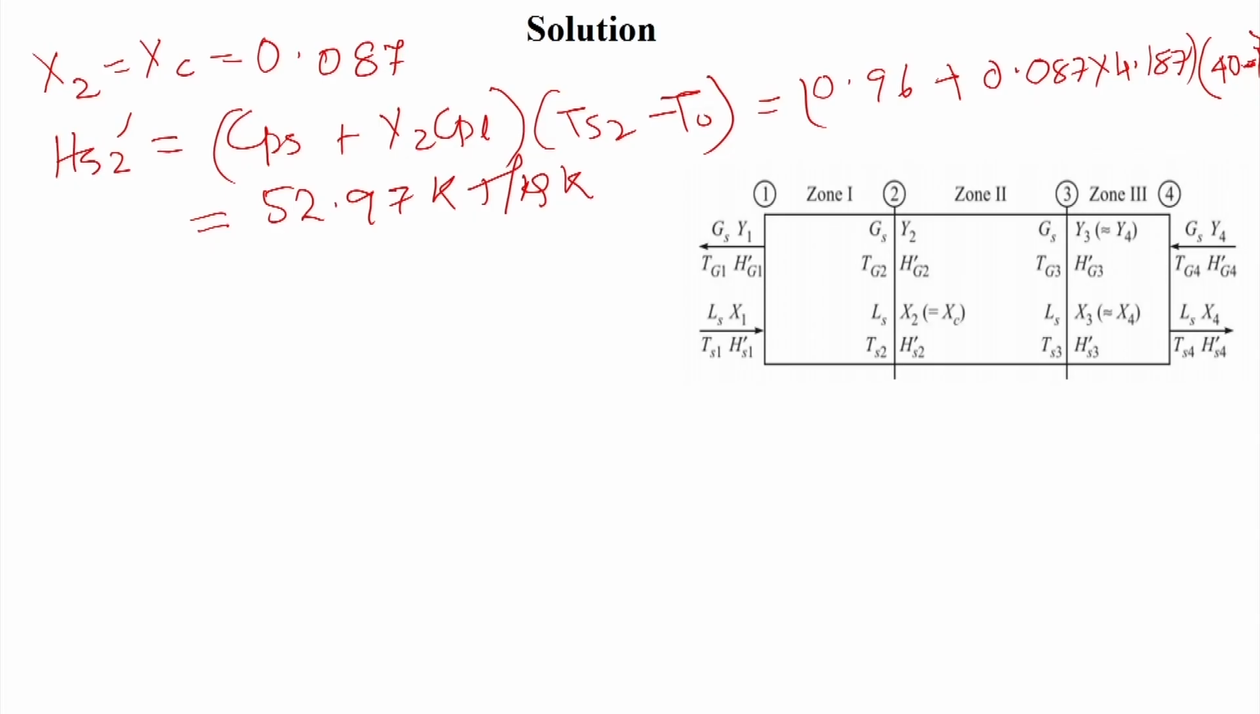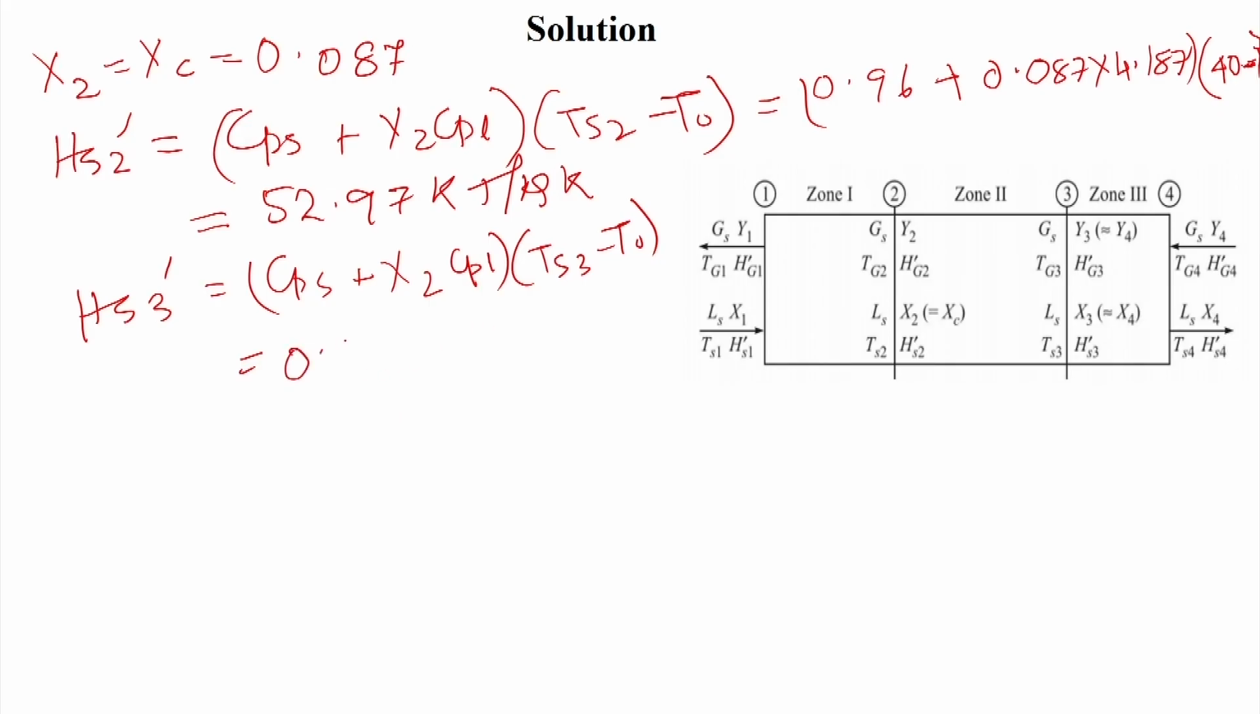And similarly, this Hs3 prime we will be calculating by Cps plus x2 into Cpl into Ts3 minus T0. So, here Cps is 0.96 plus, for Hs3.